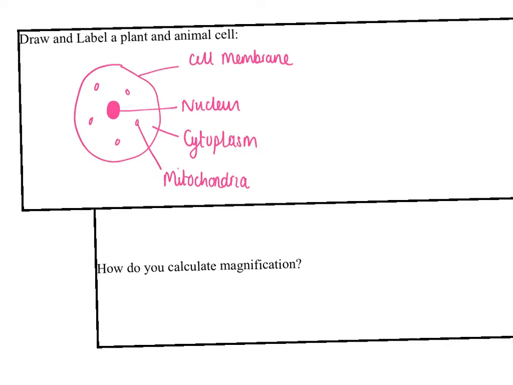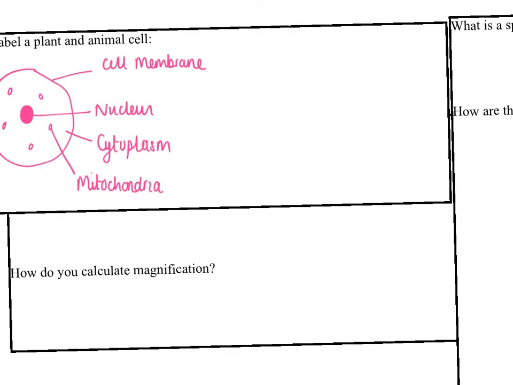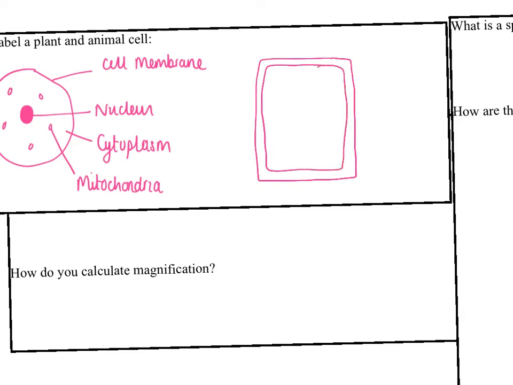Okay, if we're going to draw a plant cell, then I'm going to draw it next to it, and then I draw my plant cell. Cell membrane, then we have our nucleus, vacuole, chloroplasts. Sorry guys. And then we have our mitochondria.